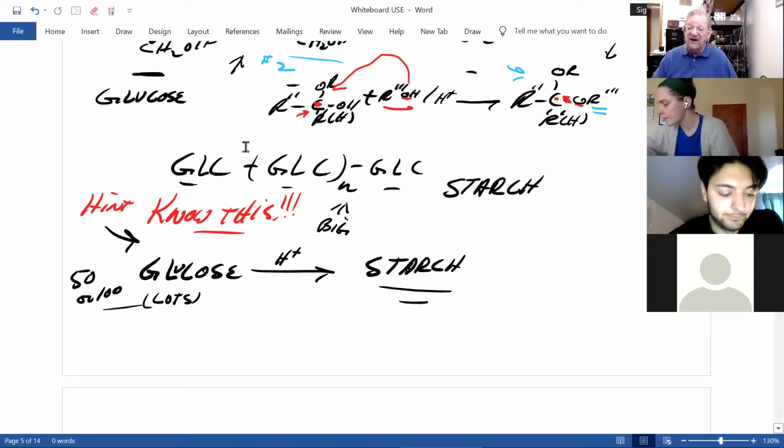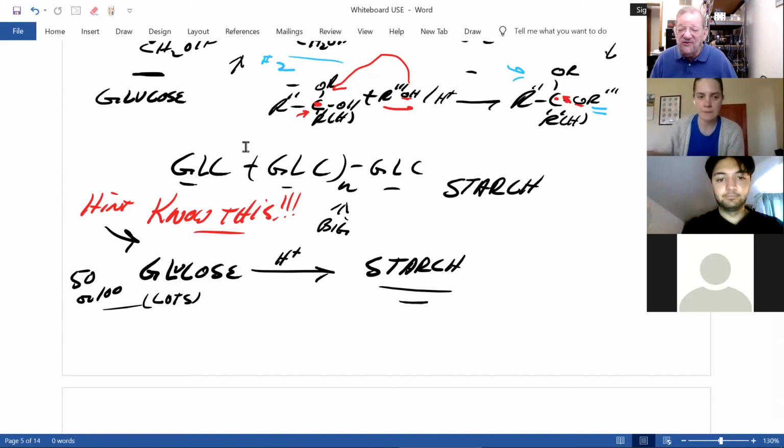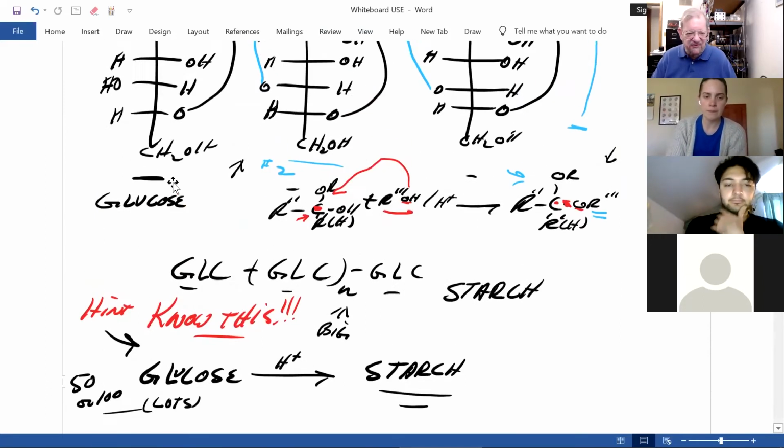So next time you're at a Zoom party and people are eating potato chips, or you go to your favorite hot dog or hamburger place and get some French fries, think about that. Those are polymers of glucose, Mother Nature's polymers.